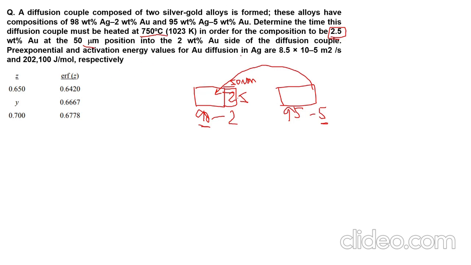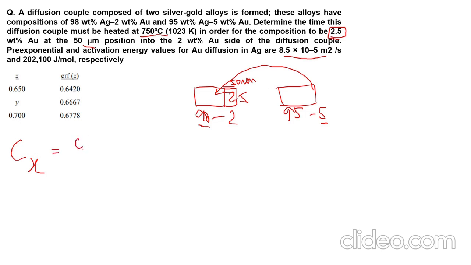And you are also given the pre-exponential value for gold diffusion in silver, that is 8.5, and the activation energy of 20 to 100 joules per mole. So you have to find the time that will be required for diffusion to take place, right? So you have to find t. If you remember, we have done some similar equations, and we have a formula where the concentration Cx at some intermediate position is equal to the sum of the concentration.